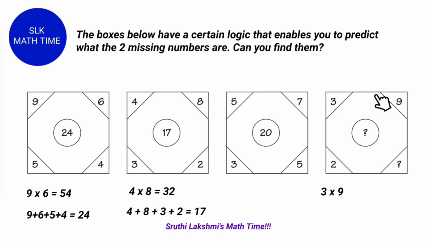First, let's multiply 3 into 9, which is 27. We already have the 2 here, so let's write down the 7. Now we have to add all the numbers together to get the middle number. So add 3 plus 9 plus 2 plus 7, which equals 21, which is the middle number.